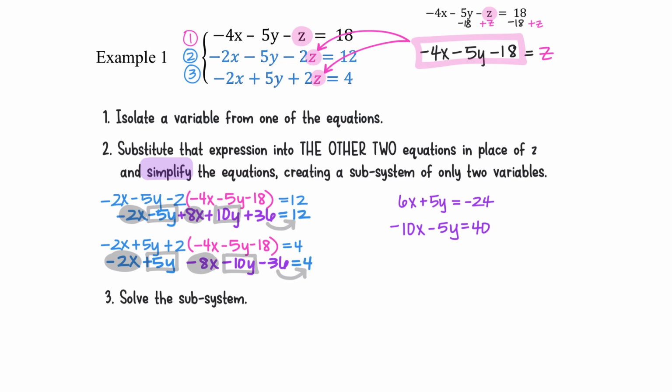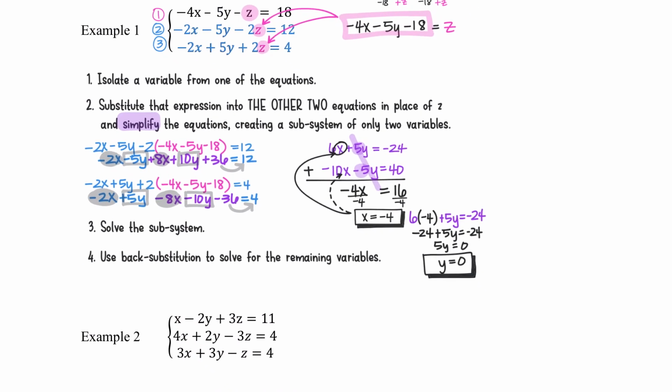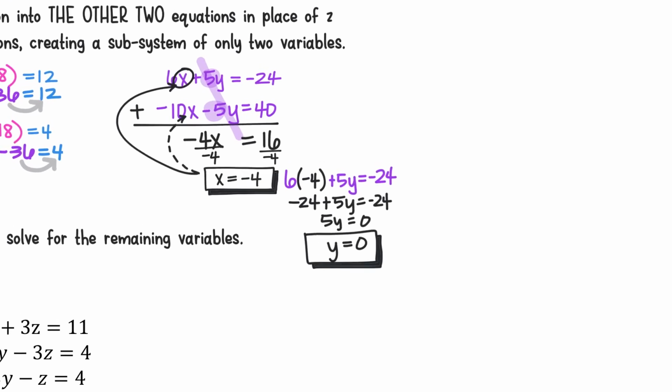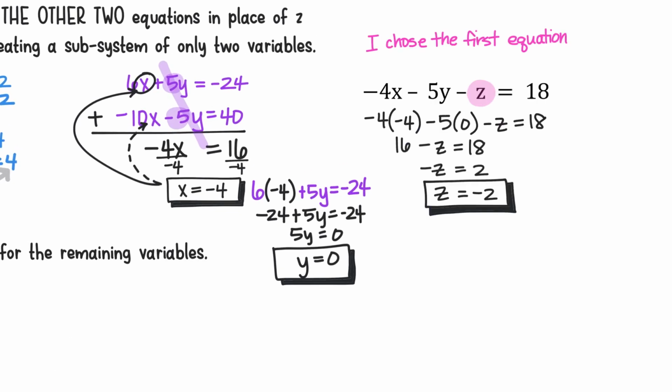Now, I noticed that the y variables have opposite coefficients, so I'm going to use the elimination method and add these two equations together to eliminate y so that I can solve for x. Next, I'll use back substitution to solve for the other variables. So I'll substitute the value of negative 4 in place of x into whichever one of these equations I choose, and then I'll substitute the values for x and y into whichever equation I choose from the original system.